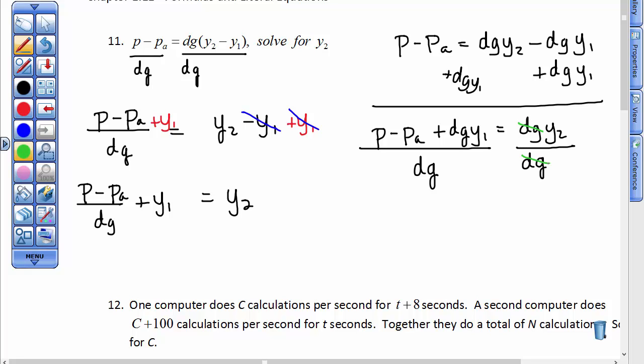These will cancel. But on this side right here, this is simplified algebraically, and it's probably the better answer, but I would accept this. Remember, this dg belongs to this, it belongs to this, it belongs to that, so those dg's got canceled out right here. All right, let's see if we can get these next two problems fairly quickly.